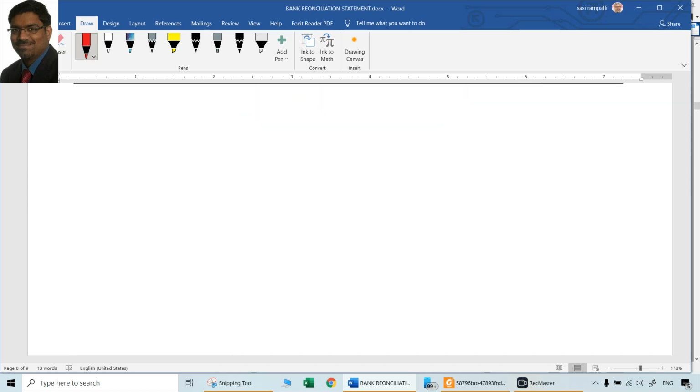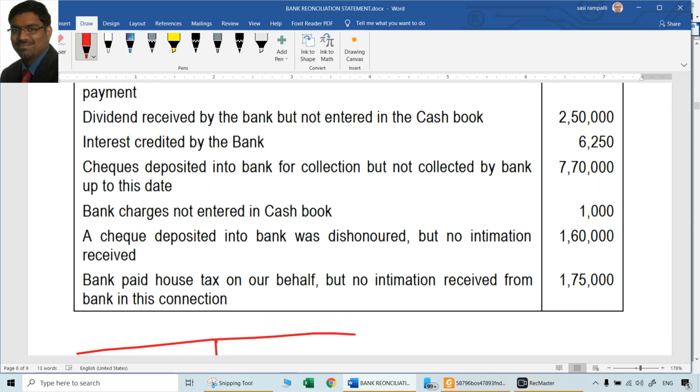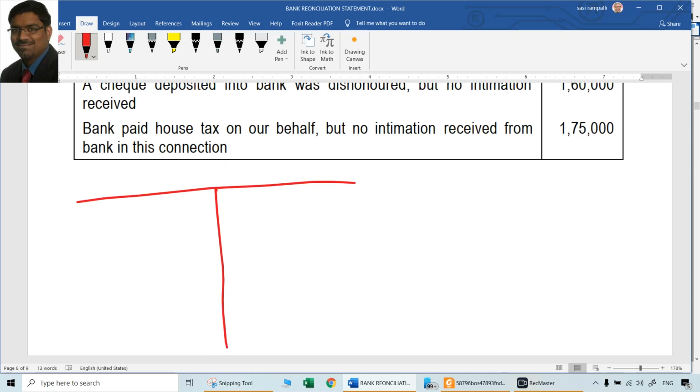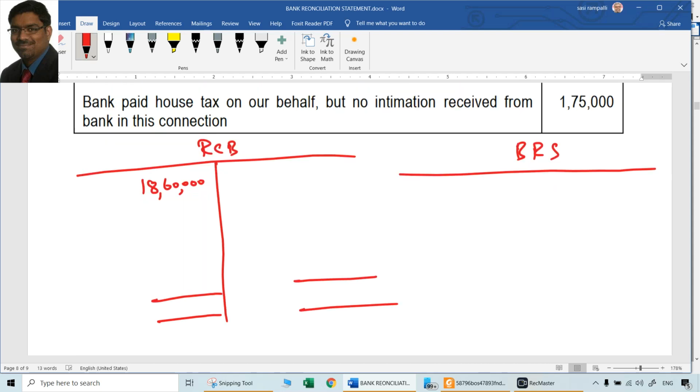So when we have a cash book balance, we can always prepare a revised cash book, whether asked or not. I would suggest that also. Whether asked or not, when the cash book balance is given, you start with that. Because whatever errors are there, if at all, they can be rectified here itself. Then we can prepare a BRS. So, a revised cash book and a bank reconciliation statement as usual can be prepared here also.